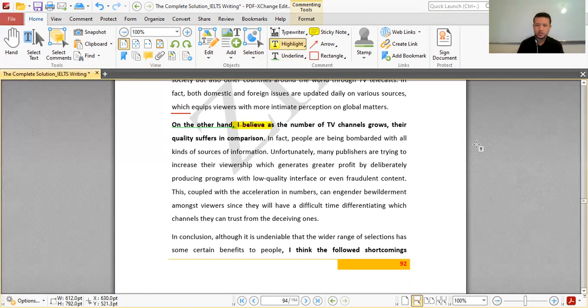Two ideas you have to give. And the first one is, for example, people are being bombarded with lots of sources of information. Unfortunately, many publishers are trying to increase their viewership, which generates greater profit, by deliberately producing programs with low quality interface. For example, here, low quality interface, the fraudulent content, guys. Okay. The next problem is the difficulty to differentiate which one is trustworthy or which one is decisive.